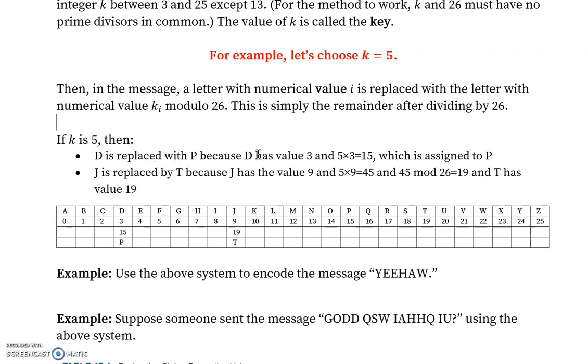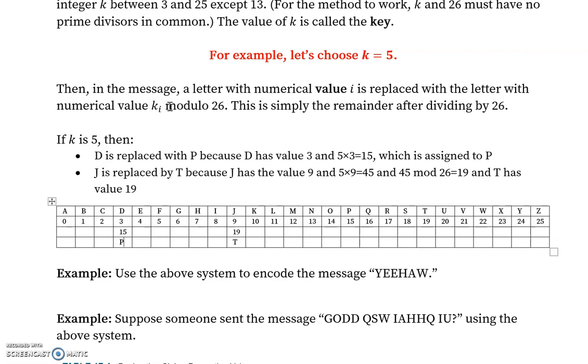The reasoning for this is we start with D's value. It has a value of 3. We multiply it by our key, 5. So 5 times 3 is 15. We find in this list 15, and we say, oh, 15's over here. D is now going to be assigned the number 15, which is aligned with P. So D is going to be replaced with P. We use our numbers here to figure out a path from the initial number to the encrypted or encoded letter.